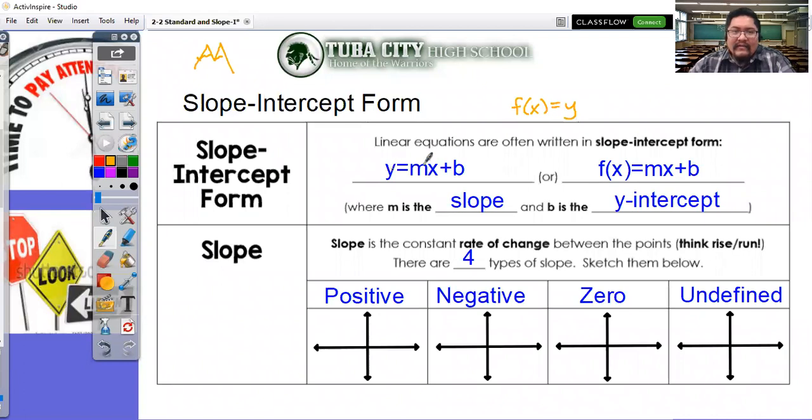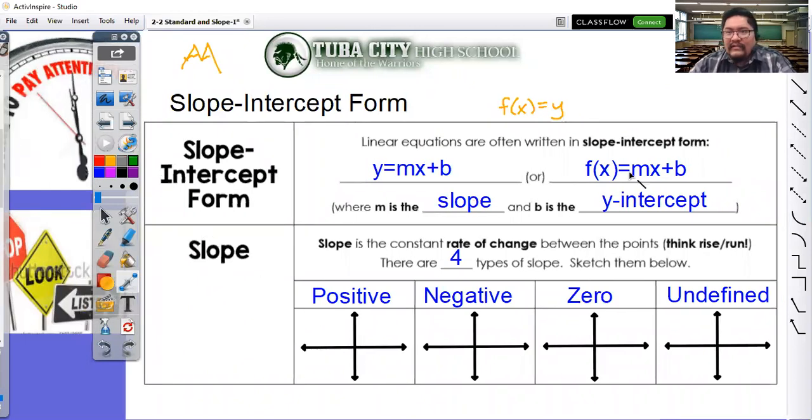And the x and y, x is the input, y is the result. So it's the same thing. Just a quick way to remember it. So slope is the constant rate of change between the points. And there's the rise and run again. So rise over run. And there are 4 types of slopes. Let's draw some of these kinds of slopes.